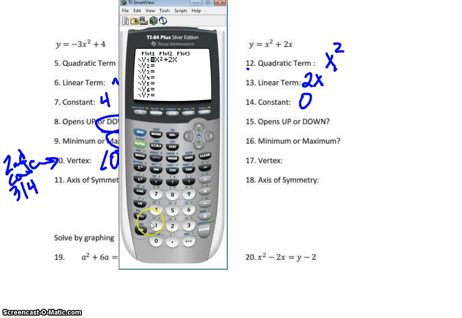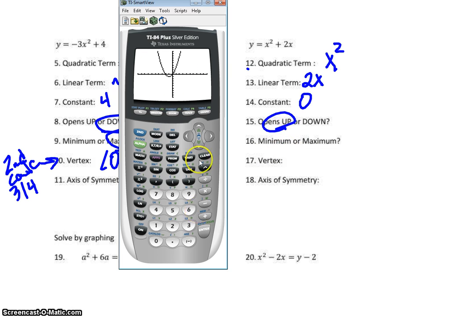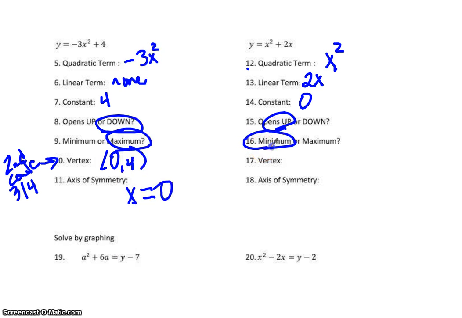Does it open up or down? Well, we have it in. Let's look at our graph. And the open part is up here. We have it's closed down here at the bottom. The line just keeps going. So the open is up. When it opens up, you have a low point, which is a minimum.